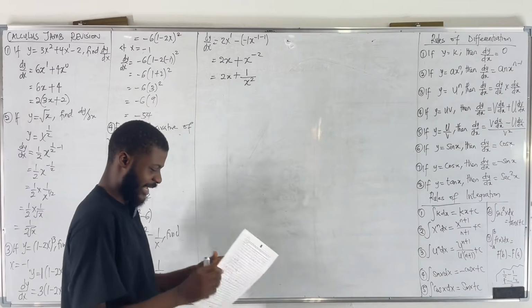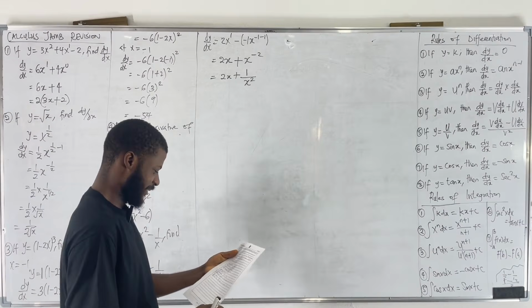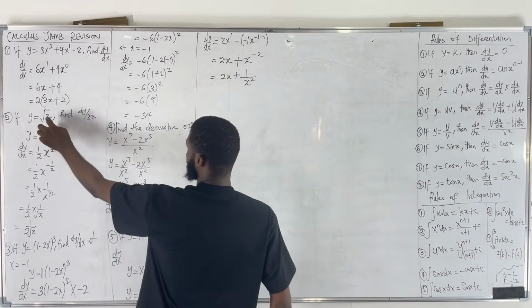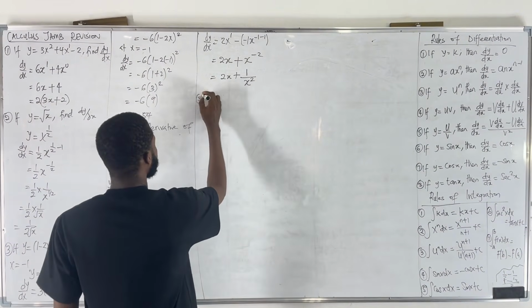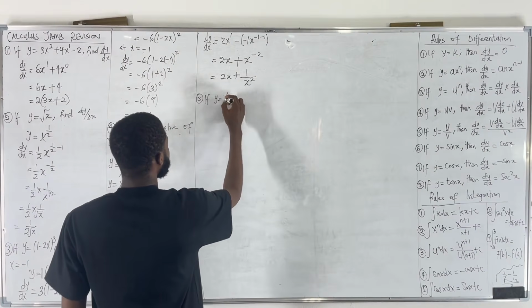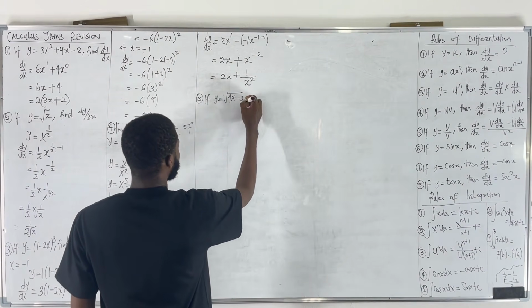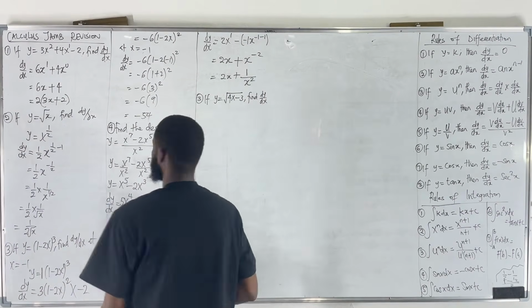Let me see if I have another nice one before I move to something else. All right. So I said I will talk about something like this. So let's see. That's number 2. Number 3. If y is equal to the square root of, let's say, 4x minus 3, and we're to find dy/dx, here's how I'll do it very fast.